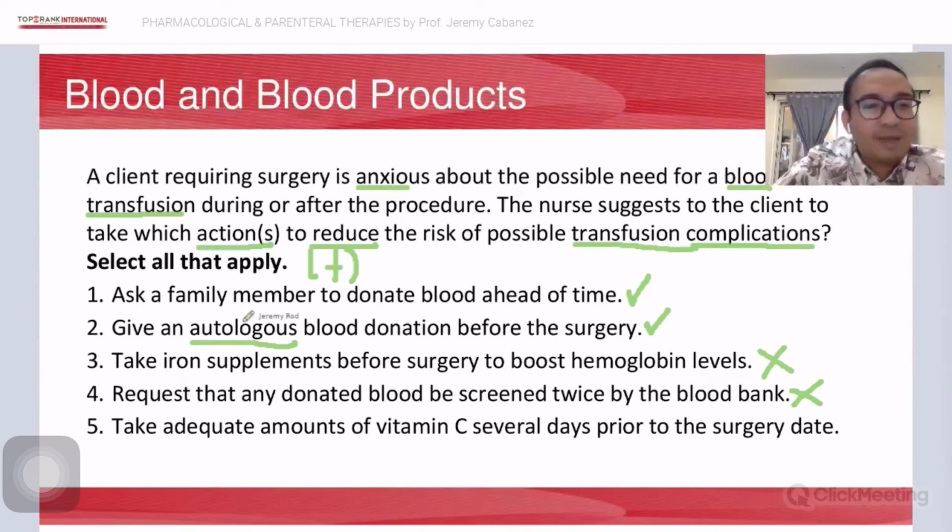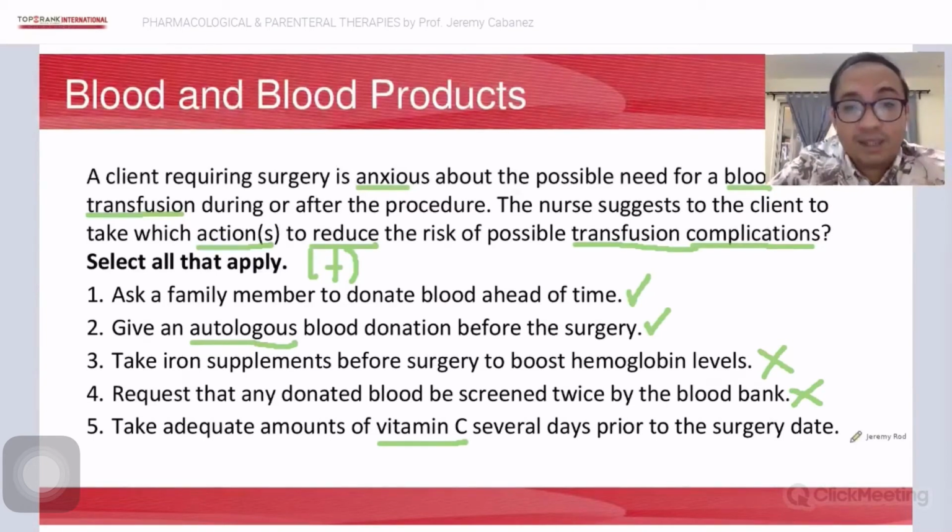Next, how about number 5? Take adequate amounts of vitamin C several days prior to the surgery date. Tanong, is vitamin C, reduce the risk of complications such as transfusion complication? No. Vitamin C prior to surgery will only promote healing process post-op. So kung healing process, this is unrelated also. So select all that applies.